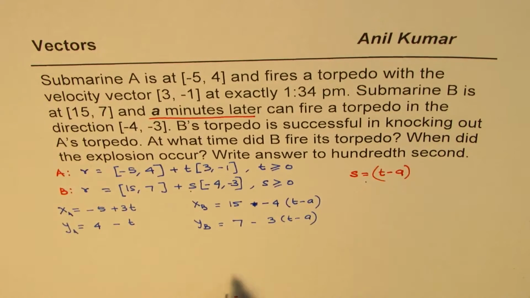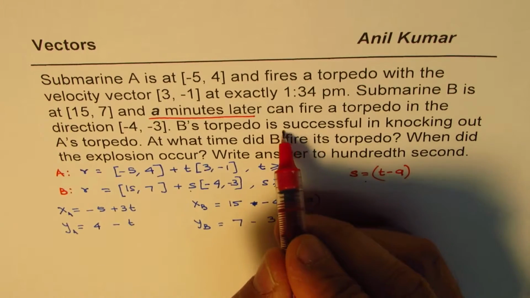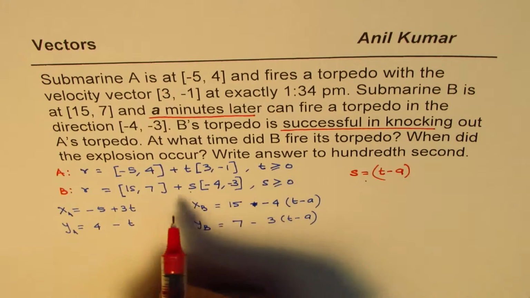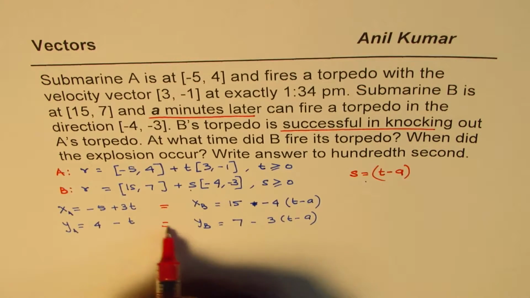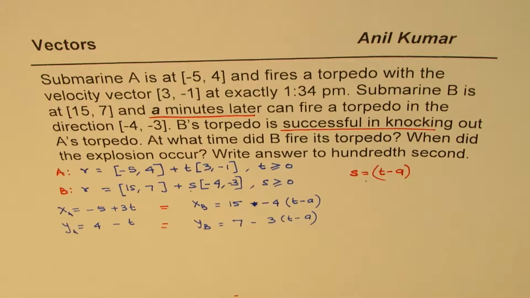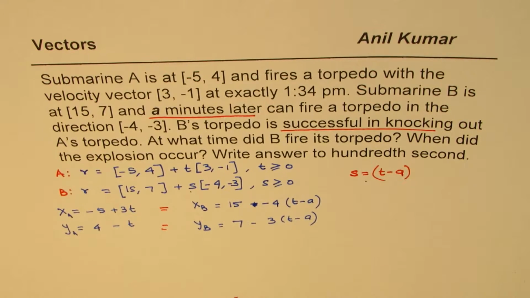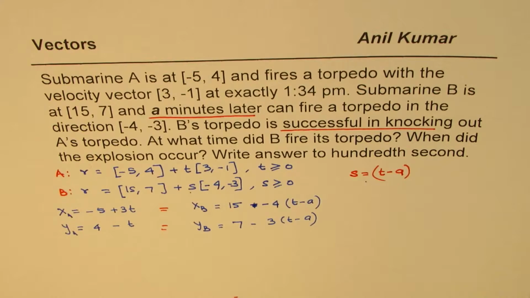Now since it is successful in knocking out, successful in knocking out means they should be equal. So that gives us a solution for t and a. We have two equations and two variables, so that should not be very difficult. You can pause the video, answer the question, and then look into my suggestions.